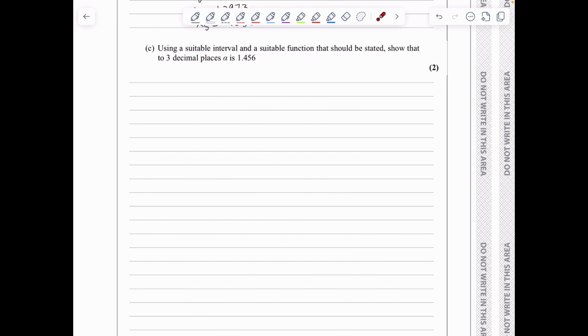In part C, we need to use a suitable interval and a suitable function that should be stated to show that the solution alpha is 1.456 correct to 3 decimal places. So I will start by defining f of x to be e to the 2x minus 3 minus 4 over 3x. This is simply the y, the equation of the curve. We've got alpha is 1.456, which I will split into 1.4565 and 1.4555. So I'm looking for a change of sign over this interval here. So whatever lies between these two will round to 1.456 correct to 3 decimal places.